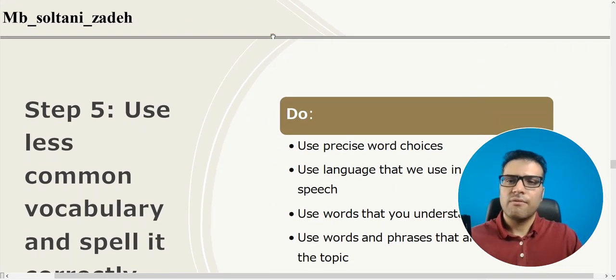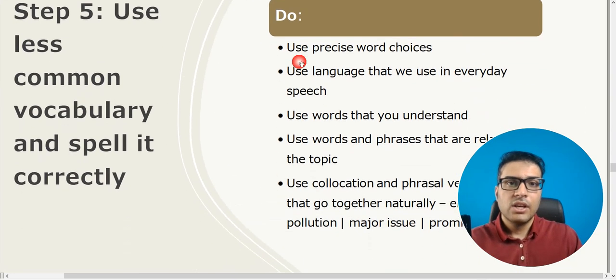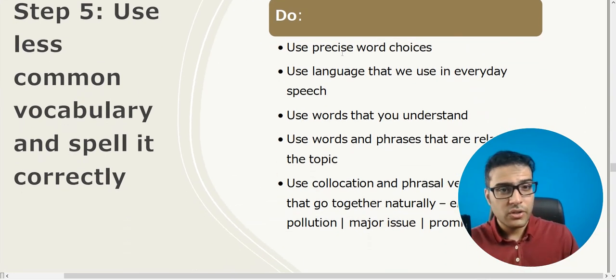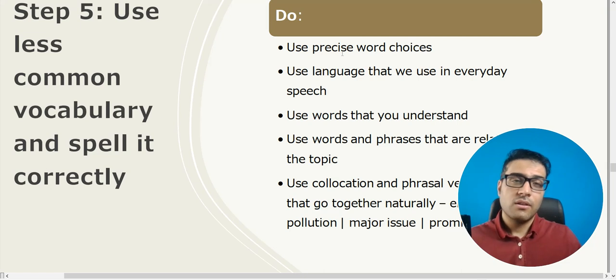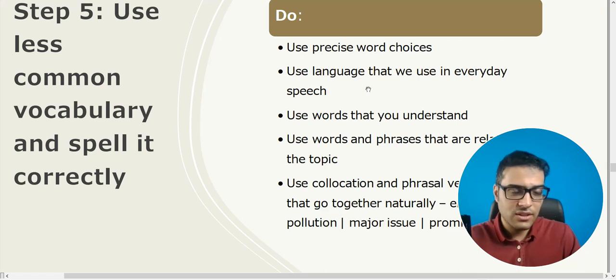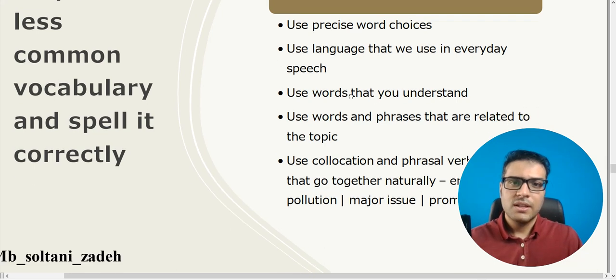So let's move on to the fifth step. We're expected to use less common vocabulary and spell it correctly. So try to use precise word choices, not just general vocabulary. Use the language we use in our everyday speech. So we need to use common words as well. Our writing would be very strange if we tried to just write less common words.